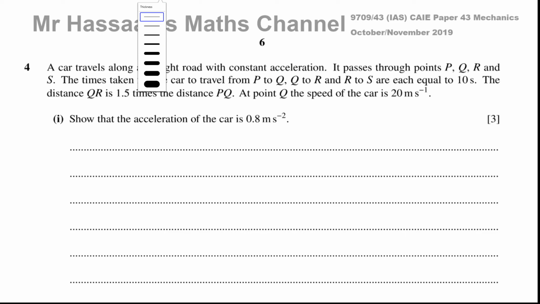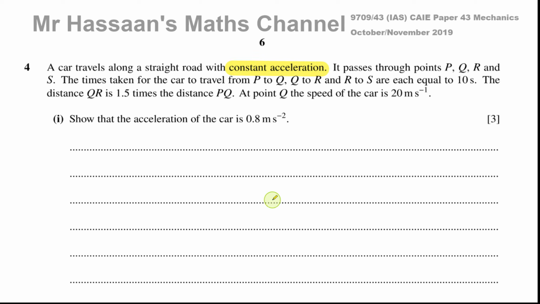I'm now answering question number 4 from the October-November 2019 Mechanics paper 4 variant 3 from Cambridge 9709. And here we have a question all about kinematics and constant acceleration. It says a car travels along a straight road with constant acceleration. So there's a keyword, constant acceleration.